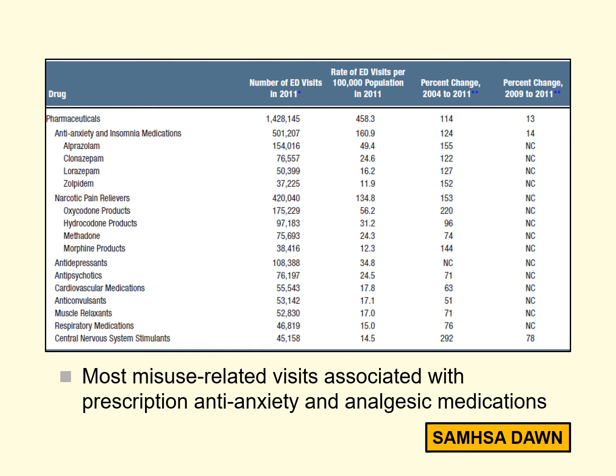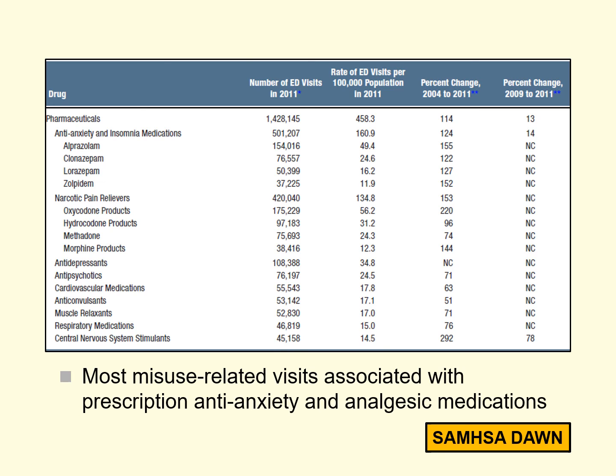Here is a part of a table from the website. I know this is small print, so depending on the size of the device you're watching this video on, you may have to really squint to see it. But what it highlights, you can check this yourself on the website, which I'll link to, is that most misuse-related visits, that is, most emergency department visits that are related to misuse of medications, are specifically around misuse of anti-anxiety drugs and analgesic drugs.